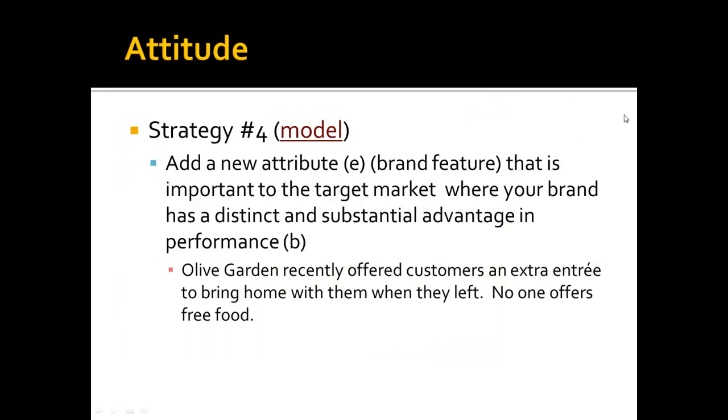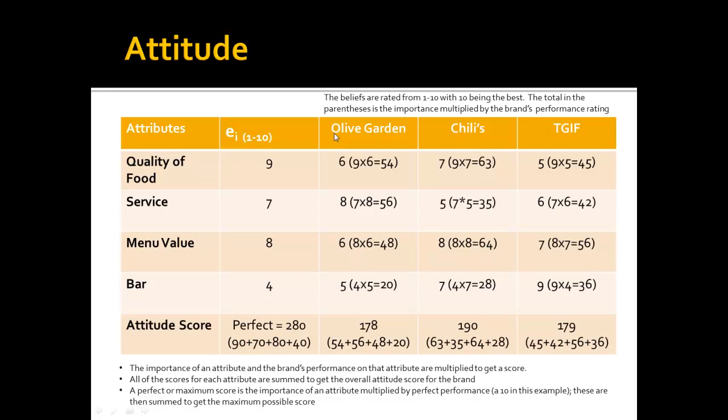The fourth strategy is to add a new attribute, a new feature of your brand that is important to the target market, where you have a distinct and substantial competitive advantage, either because you're the only one who offers it, or you're able to do it much better than your competition. For example, Olive Garden recently tried this. They now offer, with certain entrees, a free entree to bring home with you. So you get twice the food.